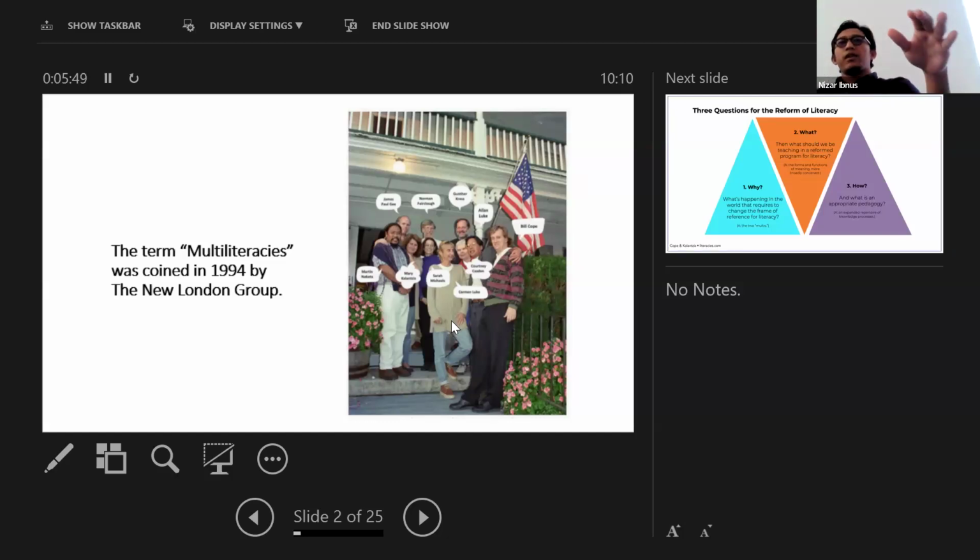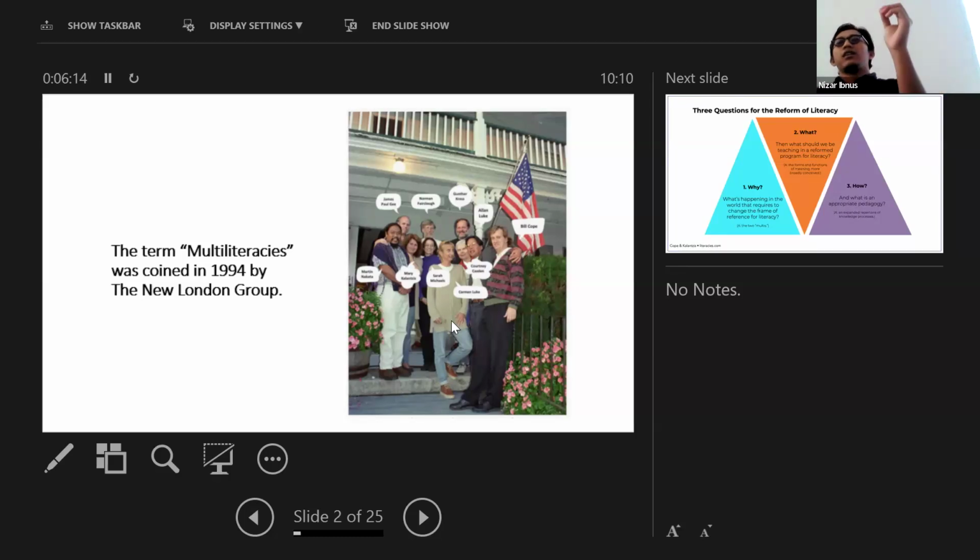This group of 10 people came from different and various intellectual backgrounds, and they were actually led by two prominent scholars, Mary Kalantzis and Bill Cope. Kalantzis and Cope are scholars who at that time focused more on multicultural education.